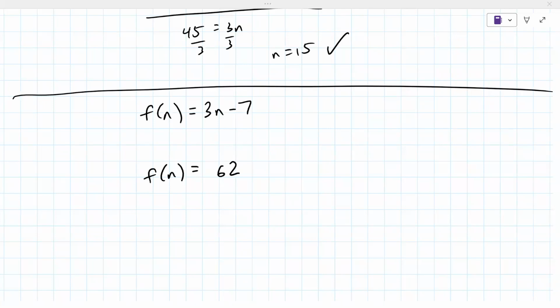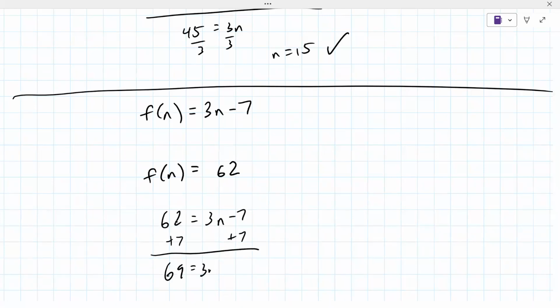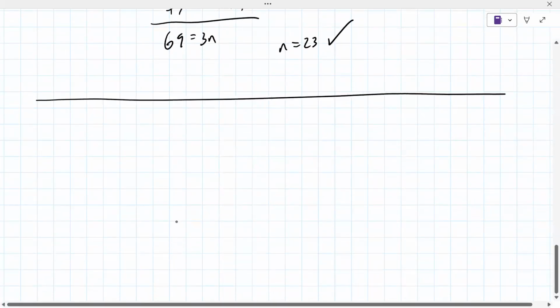N equals 23. You got it. Okay, very good. All right, so let's do a new problem here.